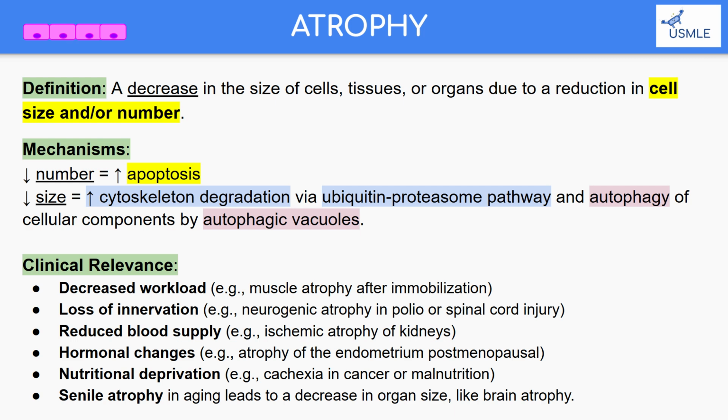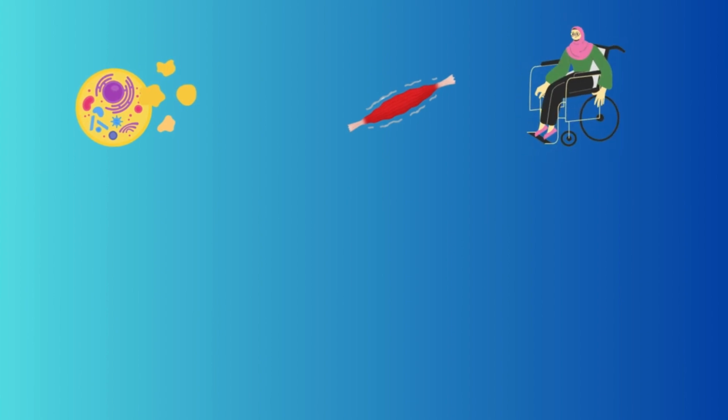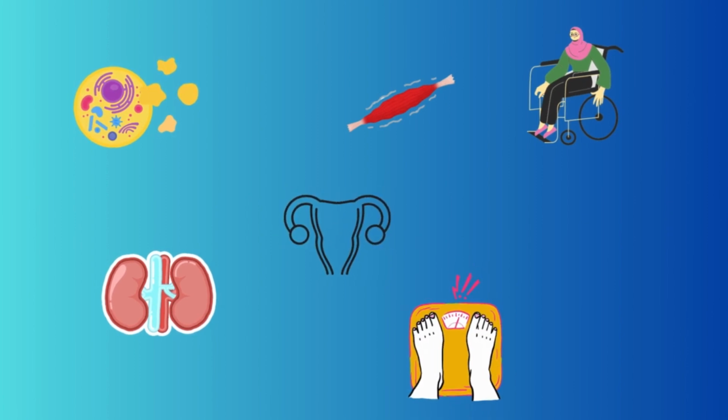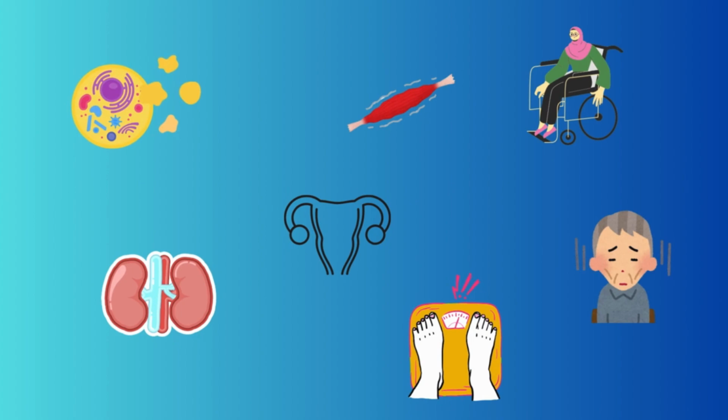Next, we have atrophy. This is defined as a decrease in the size of cells, tissues, or organs due to reduction in cell size and/or number. A decrease in the number is due to a process called apoptosis, which we will be discussing later. A decrease in the size is due to increased cytoskeleton degradation via the ubiquitin-proteasome pathway and the autophagy of cellular components by autophagic vacuoles. For example, a decrease in workload leads to muscle atrophy after immobilization. There is a loss of innervation in neurogenic atrophy in polio or spinal cord injury. There is reduced blood supply in ischemic atrophy of the kidneys, like the atrophy of the endometrium postmenopausal. Nutritional deprivation leads to cachexia in cancer or malnutrition. Senile atrophy in aging leads to a decrease in organ size.